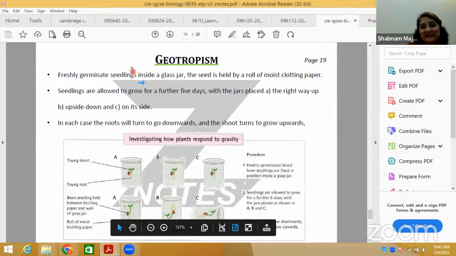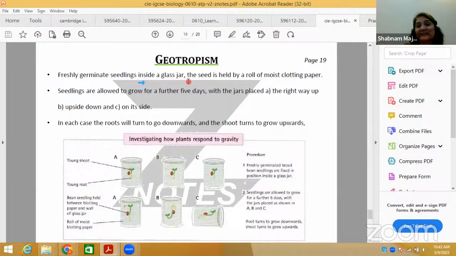Okay, this is your geotropism. As I said, geotropism: freshly germinated seedlings inside a glass jar. The seed is held by a roll of moist blotting paper. These types of investigations I always do with my kids; in the IGCSE books these investigations are given.